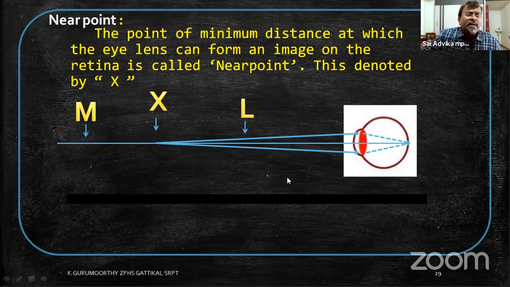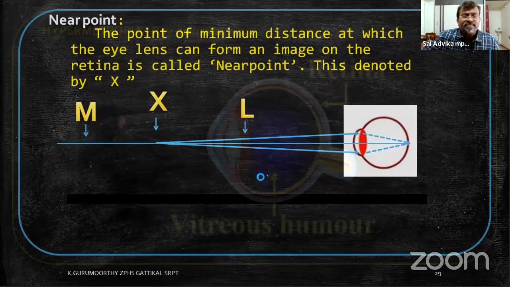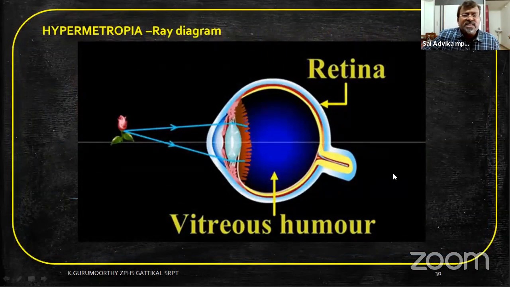Beyond that, for example, if the object is kept at M, or the object is kept at infinity, they can see comfortably. But if the distance is less than the near point, persons with this defect cannot see the objects clearly. Now let us see a GIF.